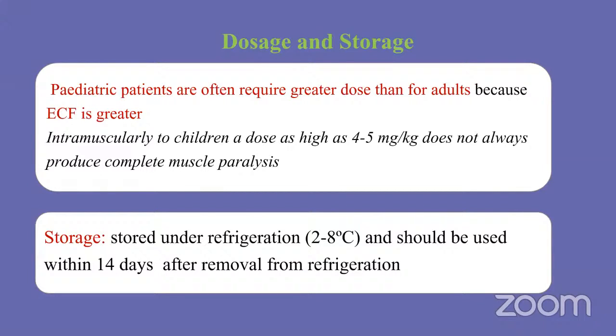In children, succinylcholine can also be administered intramuscularly at a dose of 4 to 5 milligrams per kg, but it will not produce profound muscle relaxation. Usually we avoid giving intramuscular doses of succinylcholine. It should be stored under refrigeration between 2 to 8 degrees centigrade and should be used within 14 days after removal from the refrigeration.